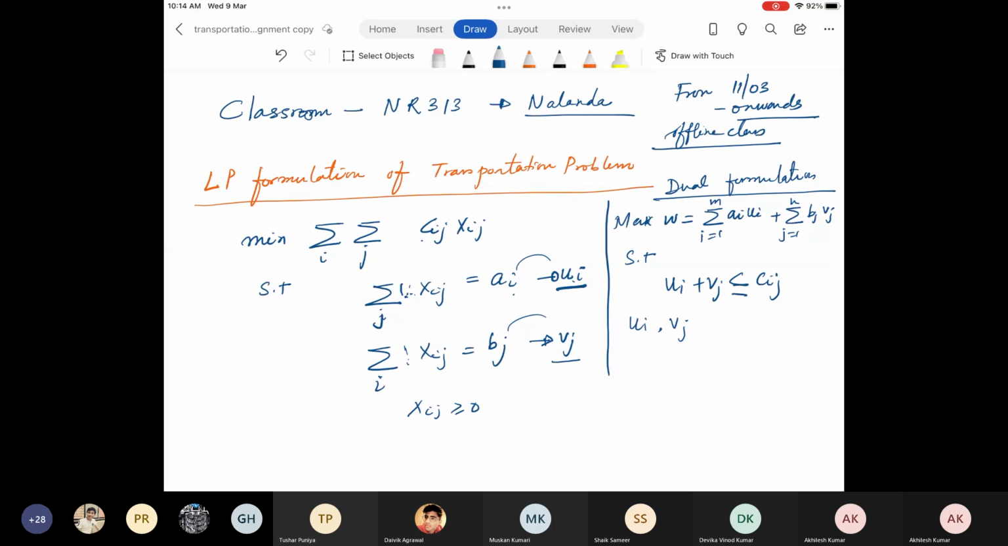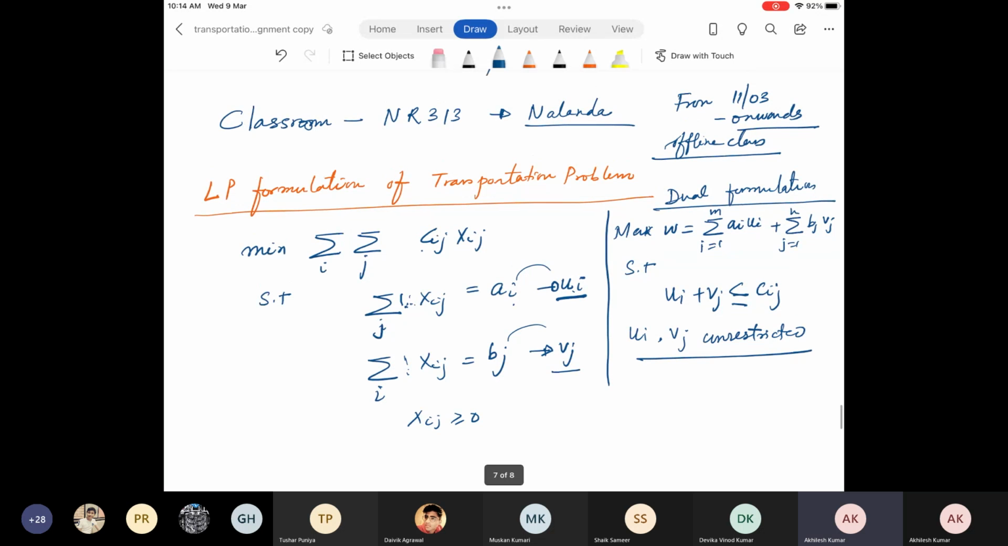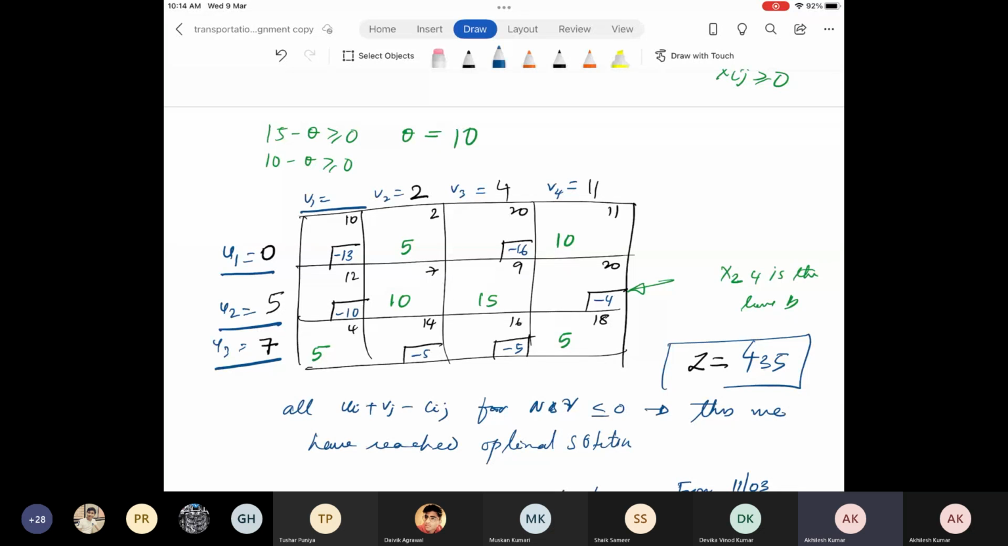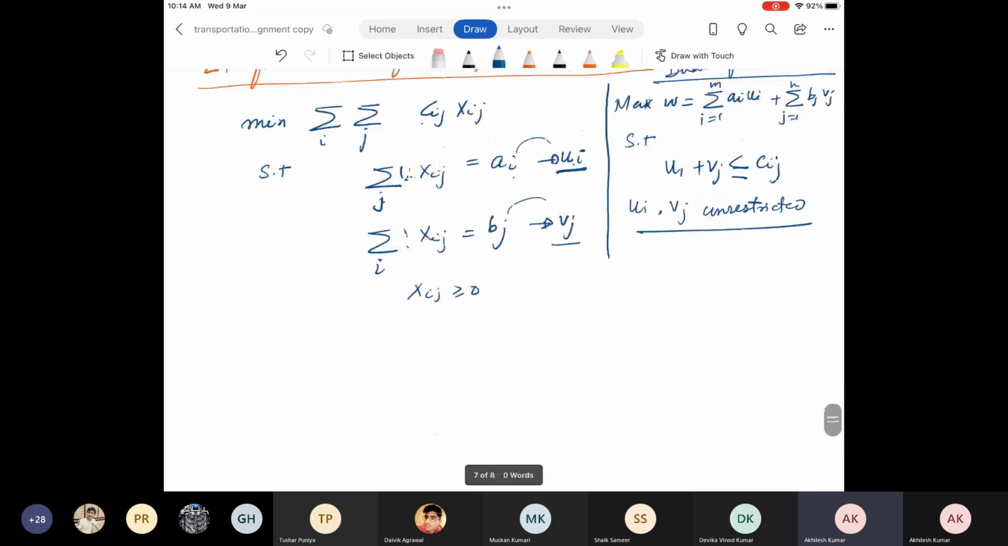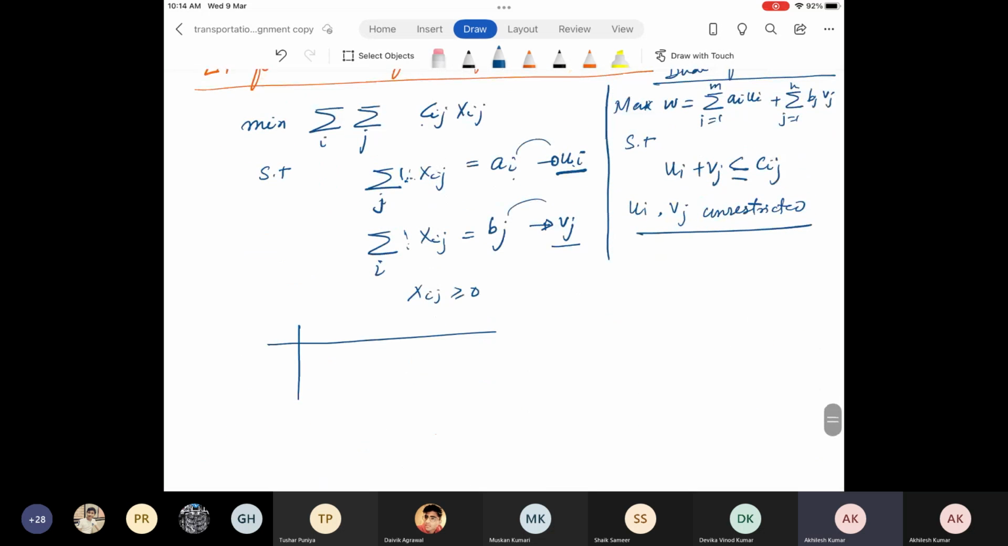Unrestricted. It will be unrestricted. So if you go back and see this ui and vj's which you have found, it can be any sign, positive or negative. Keep that in mind, because those are nothing but your dual variables.